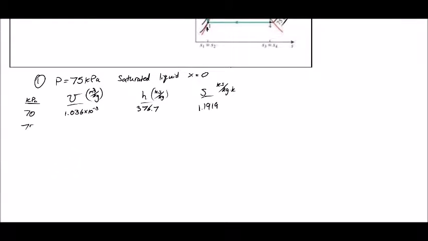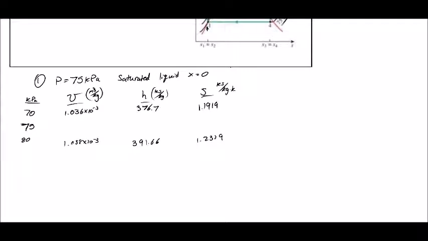At 75, we're going to find all these values, but we're going to put it down just for us to see. And then at 80 kilopascals, we have the specific volume to be 1.038 times 10 to the negative third, the enthalpy to be 391.66, and the entropy to be 1.2329. So we're going to quickly solve for the enthalpy because I like doing that.